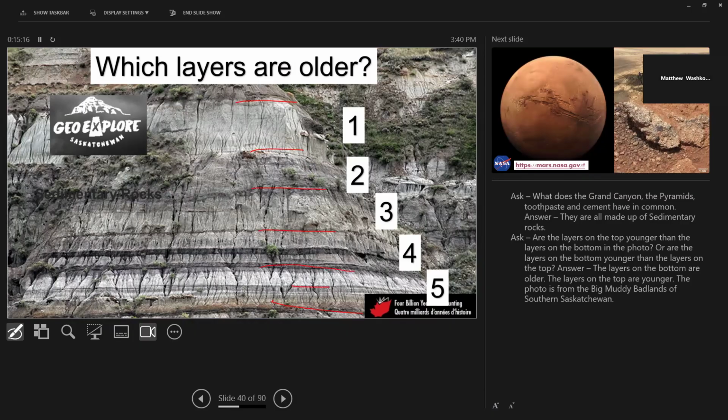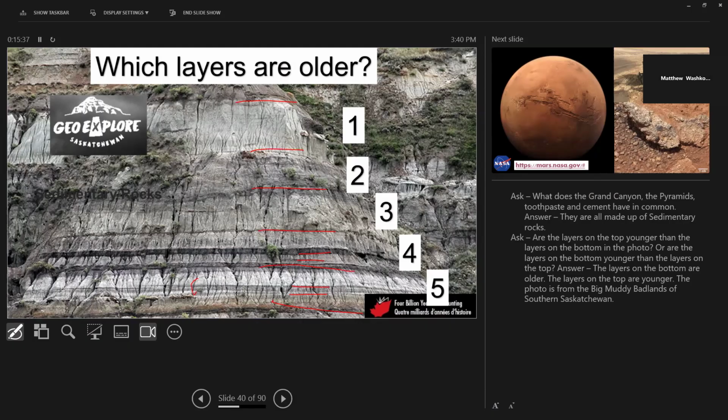Now you can argue that these are sublayers as well. So, if you said more, don't feel bad. Which of these layers, though, are older? 1, 2, 3, 4, 5. Which is the oldest? Probably 5. Why did you say 5? Because it's at the bottom. The layers on the bottom are older, and the layers on the top are usually younger.